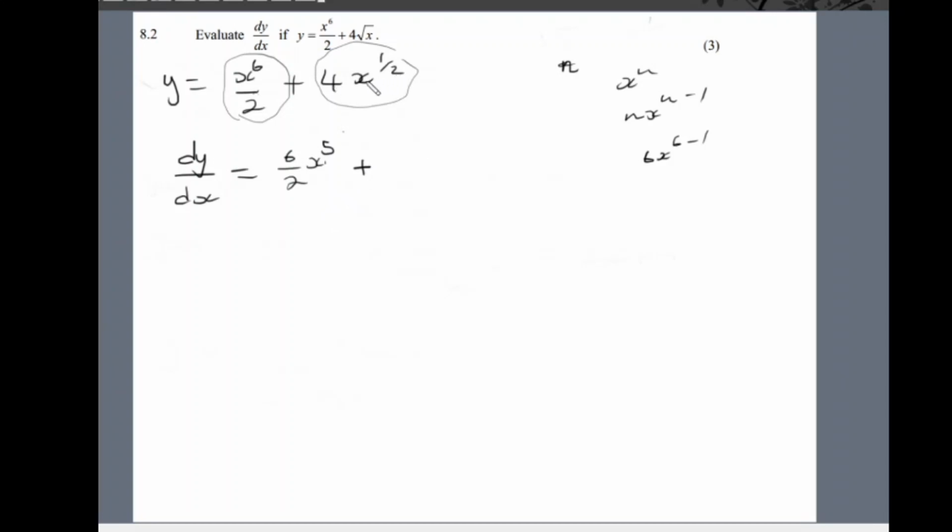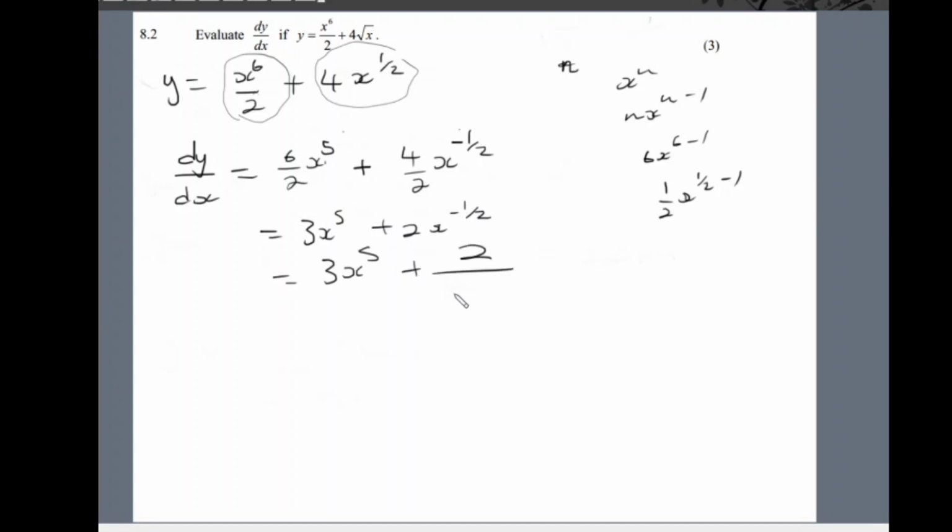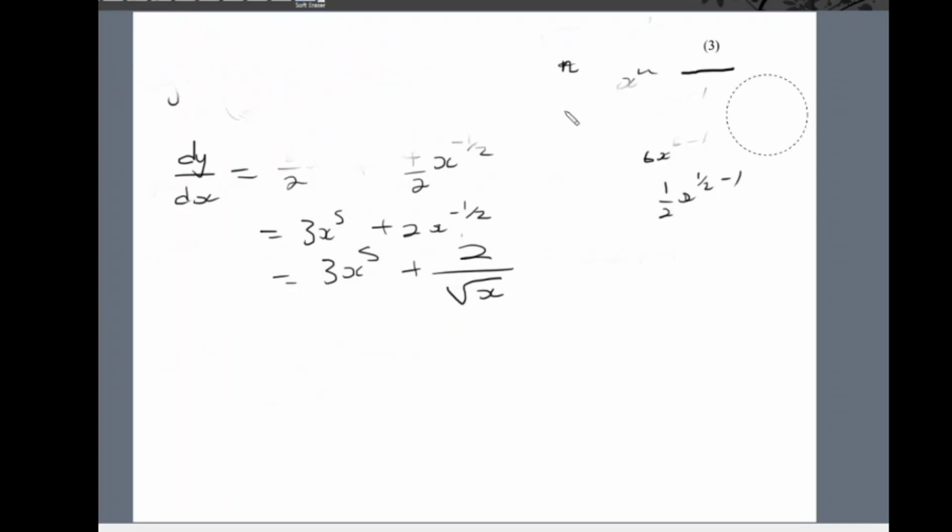Here my n is 1 over 2, so I'll have 1 over 2 times x to the power 1 over 2 minus 1, right? So I'll have 4 over 2 x to the power 1 over 2 minus 1, which will be minus 1 over 2, okay? And then this will be 3x to the power 5 plus 2x to the power minus 1 over 2, and we can simplify further and say this is 3x to the power 5 plus 2 over the square root of x, right? Which is that part there. And easy 3 marks. You simply apply the rules of differentiation, right? Now let us go on to the last question.